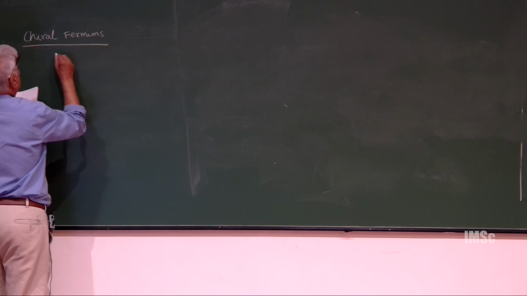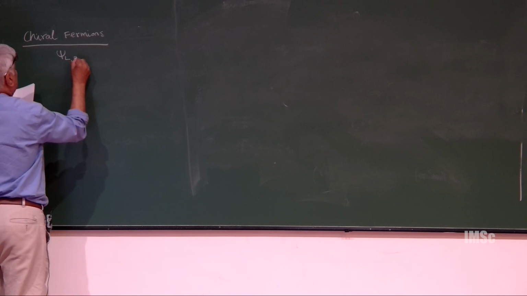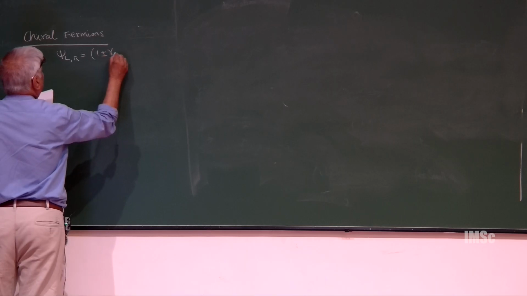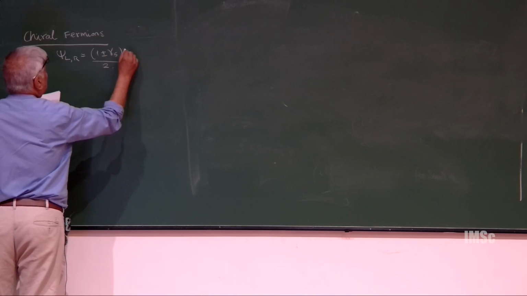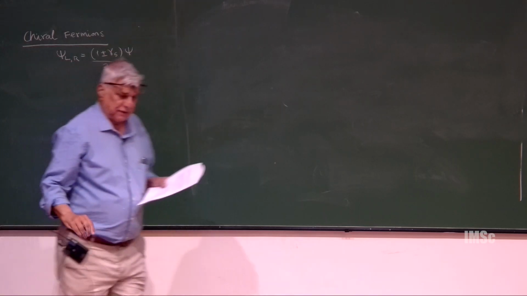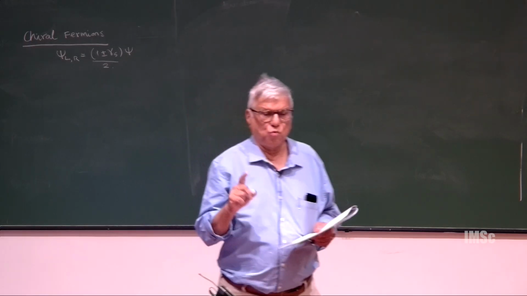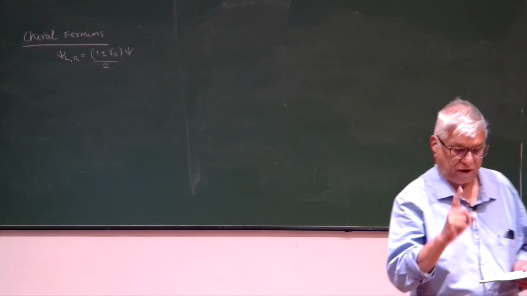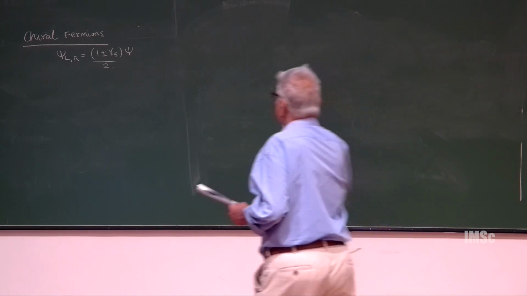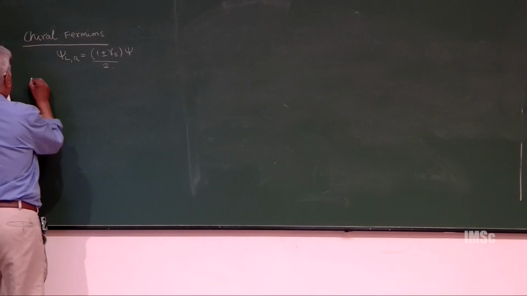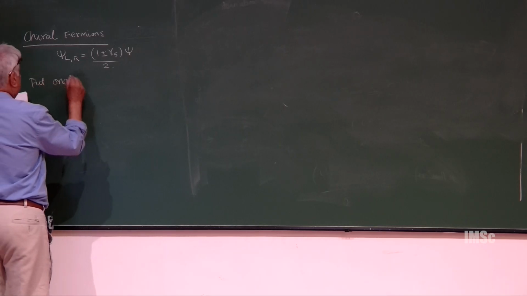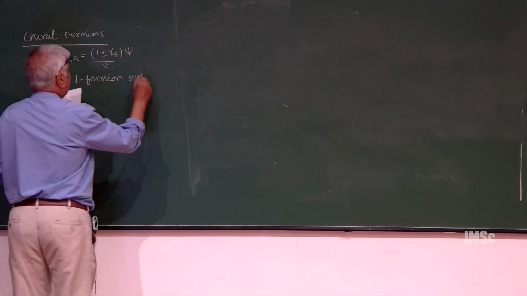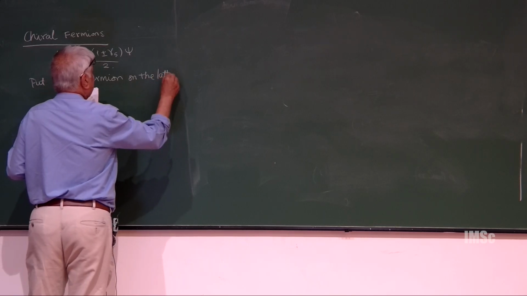So in the continuum, you can introduce left-handed and right-handed fermions, which are (1 plus minus gamma 5)/2 times psi. Now let us pretend to put one continuum chiral fermion on the lattice. Only one. And see what happens. Put one L fermion on the lattice.